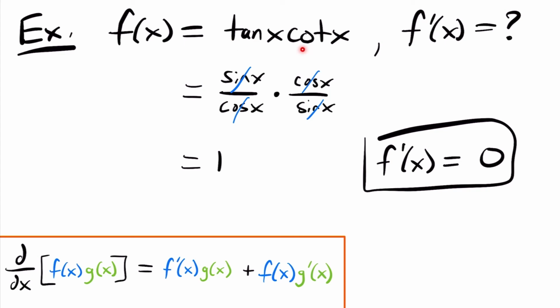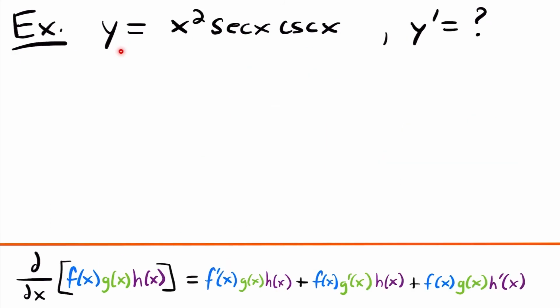So if you see some trig functions that are related, always be sure to think about what would happen if you were to replace them with some of their identities to see if there would be any canceling to make a more simple function. So this is something to keep in mind as you go through more examples in the future. All right, next we're going to look at y equals x squared times secant x times cosecant x, and we want to know the derivative of that.